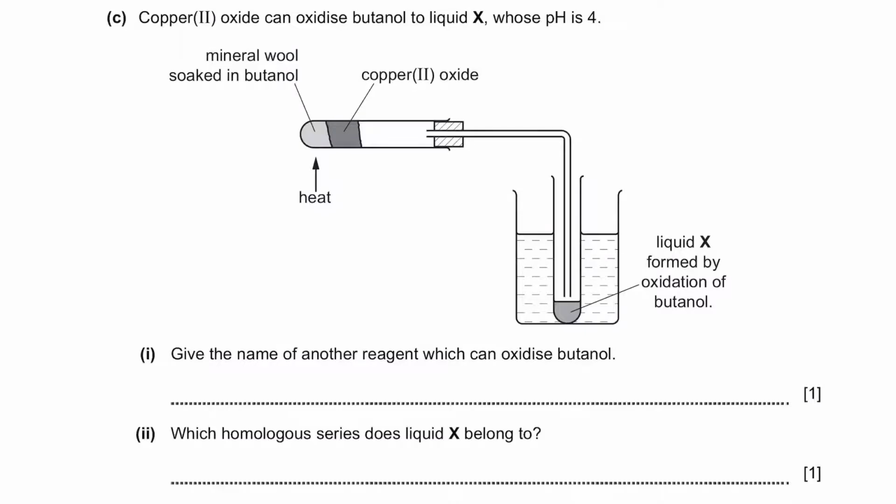Part C. Copper 2 oxide can oxidize butanol to liquid X, whose pH is 4, so it's acidic. We have a graph here, the left test tube showing butanol being oxidized by copper 2 oxide, and the right test tube is where liquid X is formed as a result of the oxidation. The first question says, give the name of another reagent which can oxidize butanol. You can name any oxidizing agent, so I'll write potassium manganate 7, the most common one. It's good to memorize at least one of these agents.